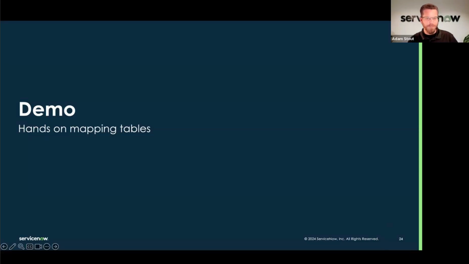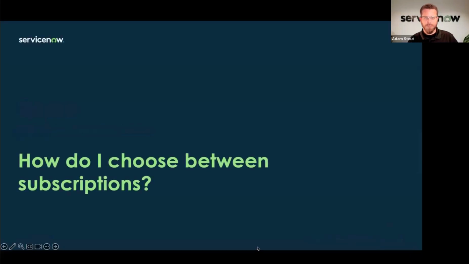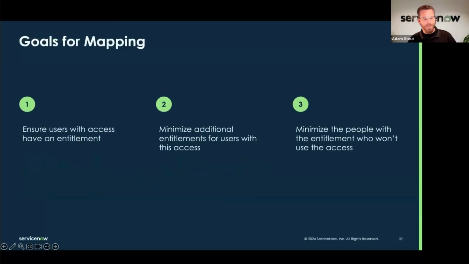All right, so we're done with our demo. Okay, how do I choose between subscriptions? So the things that we want to consider. Now, the recommendations are doing a lot of these things in the background, but I want you to know what's going on, and I want you to make a decision. So you want to make sure that the users with access have an entitlement. So if I have users accessing this table, make sure that they're part of that subscription. And we want to minimize the additional entitlements for users with the access.